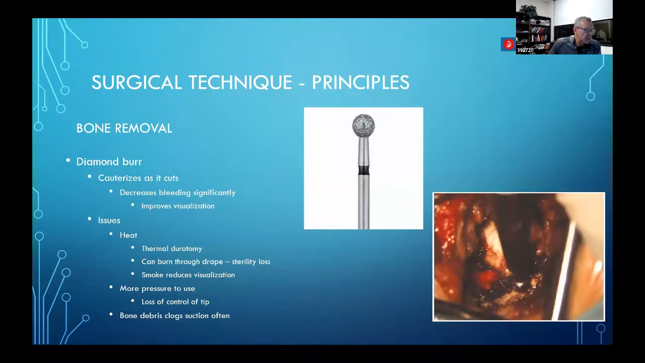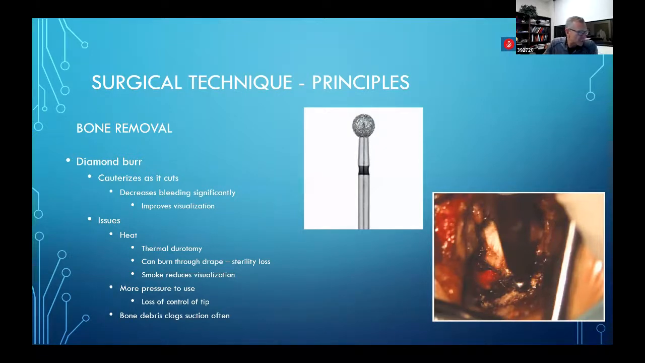How do I do it? I will thank Bob for his introduction to me of the diamond burr. It has revolutionized my operative practice. So this burr is essentially a little round grinding wheel, but it cauterizes as it cuts. It greatly decreases the amount of bleeding in the operative field. So for bony removal, because it's essentially cauterizing the bone as it's removing it, it improves your visualization throughout the operation. What are the issues with a diamond burr?